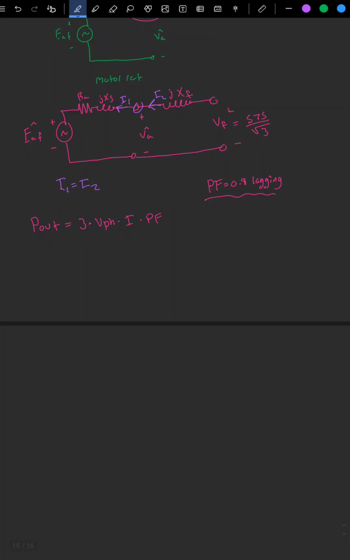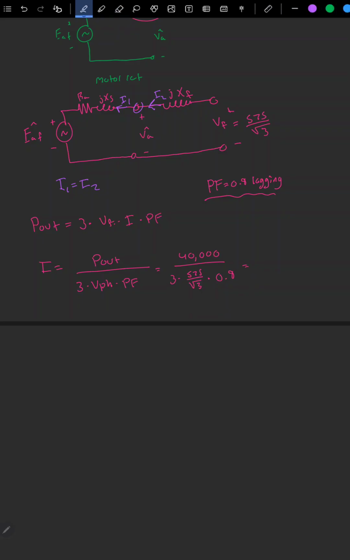So, going to do the same thing. I is going to equal P out over 3 times V phase times the power factor, which we have the same output power, we have the same phasor voltage, and we're going to have a different power factor this time. Well, I could change this for simplicity to VF so nobody gets confused.